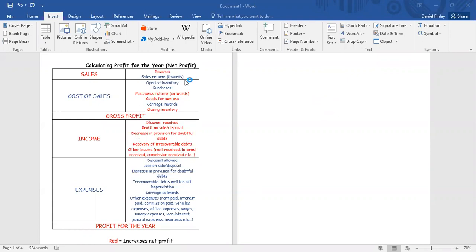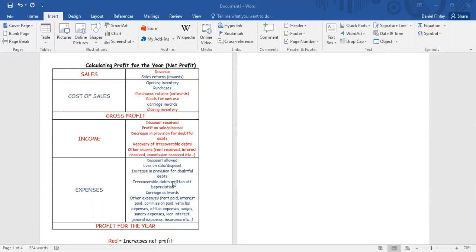So, cost of sales. Remember the formula: open inventory plus purchases, minus purchase returns, minus goods for use, plus carriage inwards, and then minus closing inventory. These are all different incomes, and there's lots more we could have. And here are expenses, and again, there's lots more we could have.